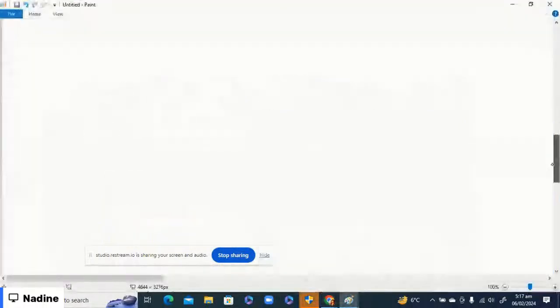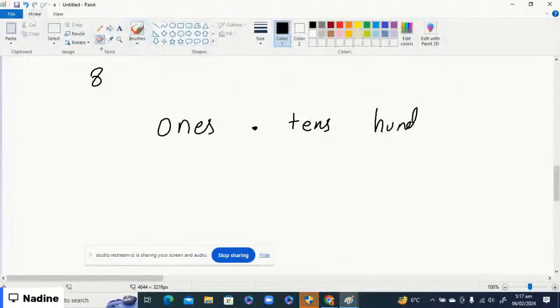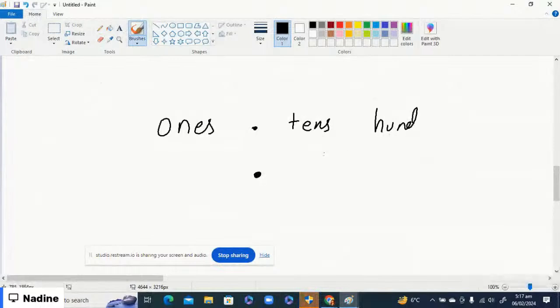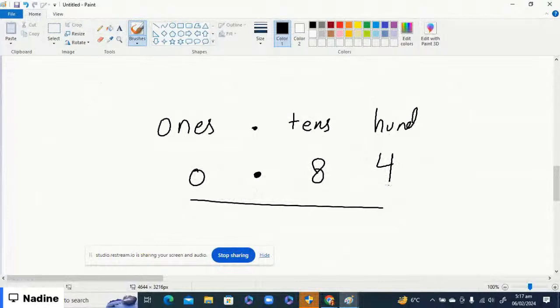First of all, this is the ones, then it's the point here, then it's tenths, and then it's hundredths. In the question they're saying 84 hundredths, so the point is still the same. 8 is in the tenths place, 4 is in the hundredths place. After the point, if there is no digit, we put 0 with the point. So here is our answer, 0.84. This is 84 hundredths. Good.